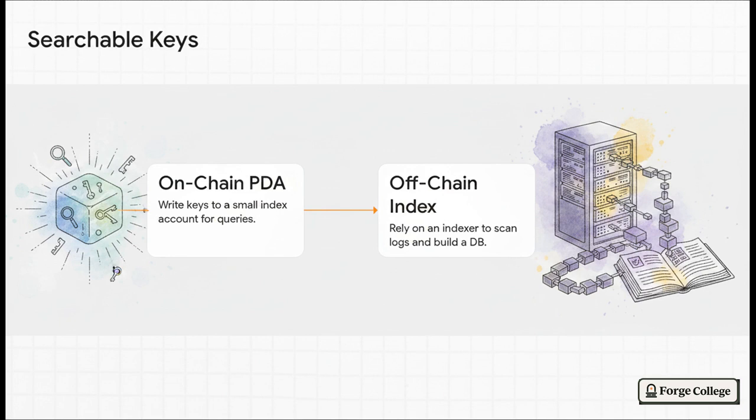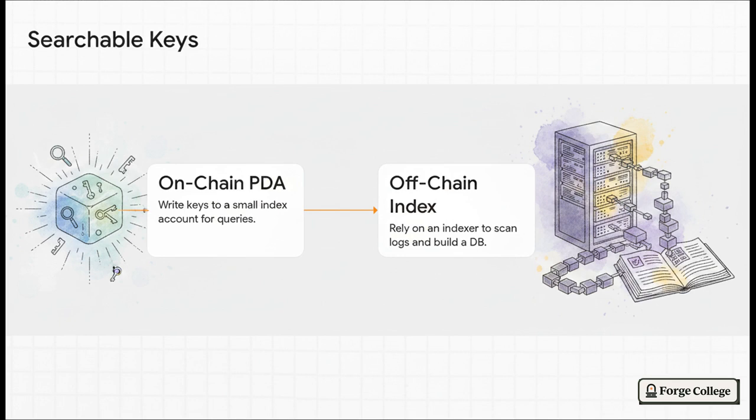Option 1, write your searchable keys to a small index account, a program-derived address, or PDA, at the exact time your event happens. Why do this? Well, it's perfect if another on-chain smart contract needs to query this data later. It costs a tiny bit of rent to store the data on-chain, but it makes direct queries incredibly fast and accessible.